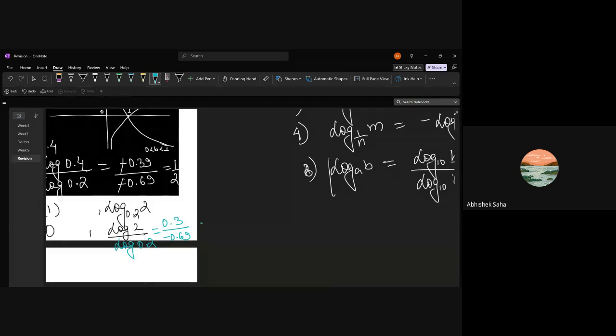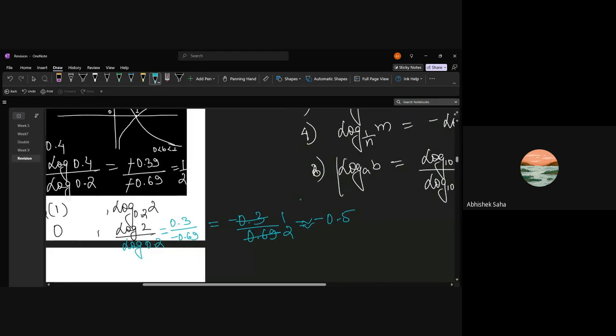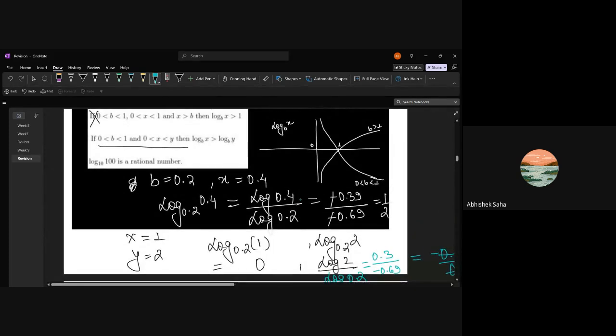If you see here, it is coming out to be minus 0.3 upon 0.69. Suppose it is 0.6, it is 1 by 2. Minus 0.5 something, close to that. Okay, so this option is also correct. This option is correct. What about this?